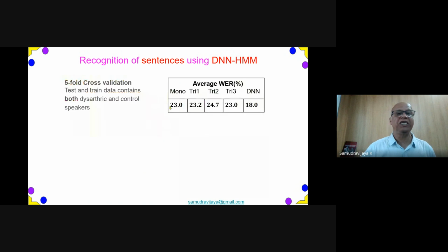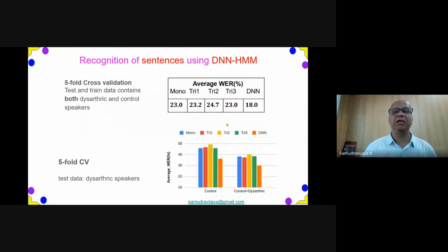So in this particular case, we did a 5-fold cross validation where the speech data set was divided into nearly equal 5 parts, 5-fold. One part was taken for testing, and the remaining 4 parts were used for training the system. And then next time, the second 1/5 part was used for testing, and the remaining ones were used for training, and so on. By doing this, the dependence on test data reduces. So what we report is the average of the word error rates of the 5-fold cross validation.